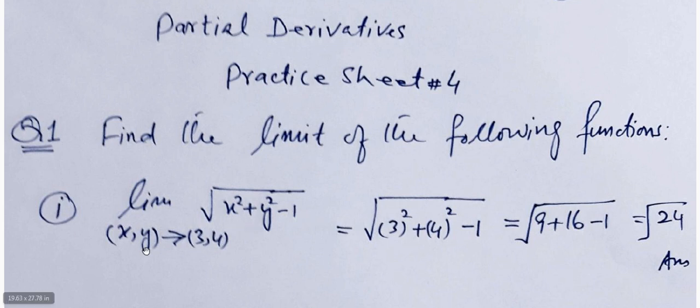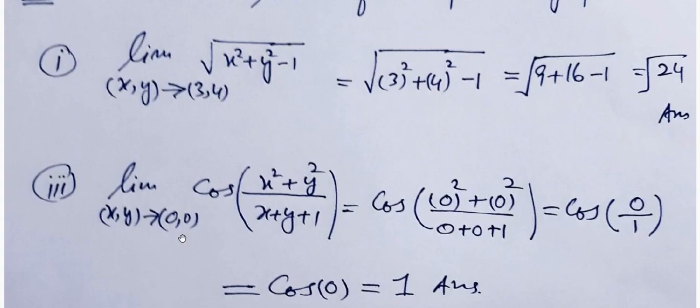You will directly substitute the values if there is no problem. We can put the value of x as 3 and substitute the value of y as 4, so it will be the square root of 3² plus 4² minus 1. If you simplify this, you will get 24. So there is no problem at all. Similarly, we can solve one more question.